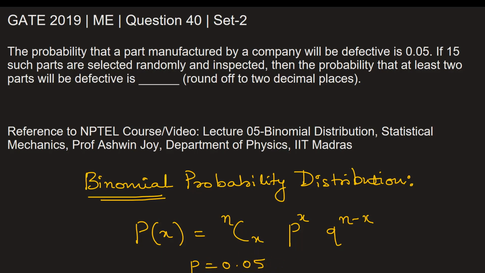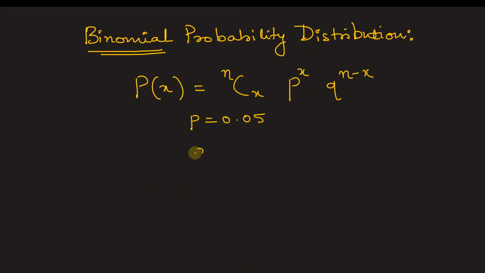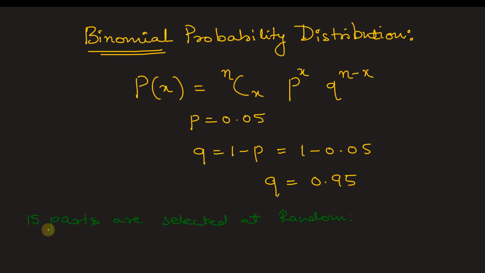So if p is equal to 0.05, q will be equal to 1 minus p, because the part can either be defective or not defective. So 1 minus 0.05 gives q is equal to 0.95. Now 15 parts are selected at random, that gives n is equal to 15. Here we need to find the probability that at least 2 parts are defective among the 15 randomly selected parts. So this is equivalent to finding more than 1, that is, excluding 0 or 1 defective parts.